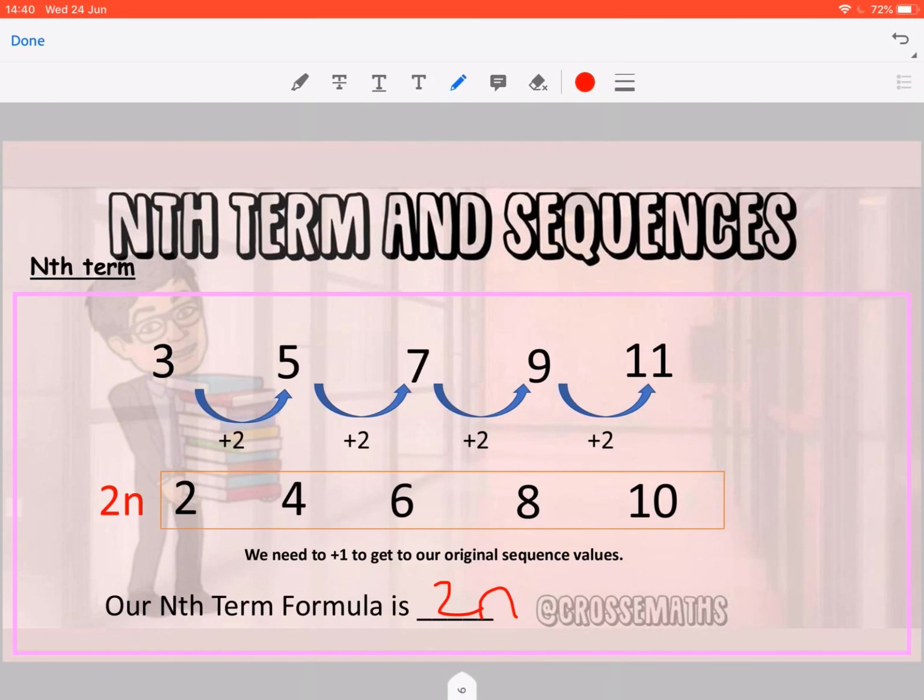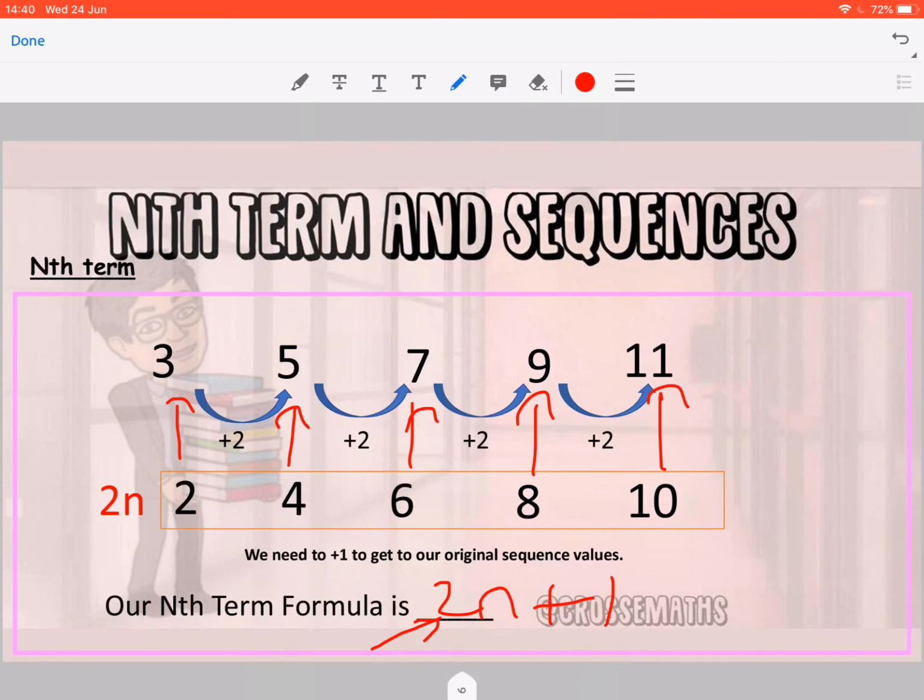And then you've got to work out how do you get from your 2 times table to the numbers you're dealing with. It'll be the same for every single number. Every single number, you've got to add 1. Okay, the quick way to get these numbers, it's always going to be something n plus or minus something. Quick way to get these numbers.